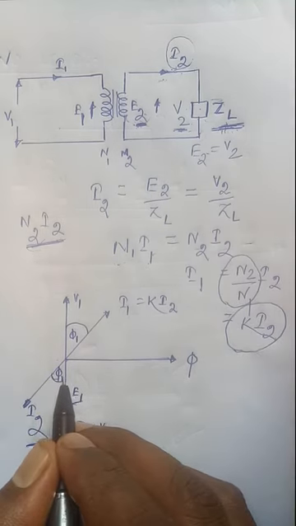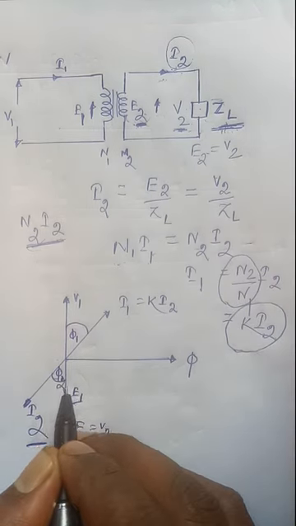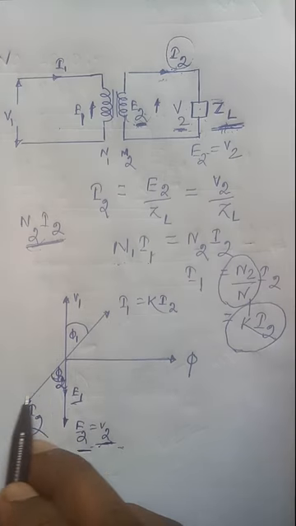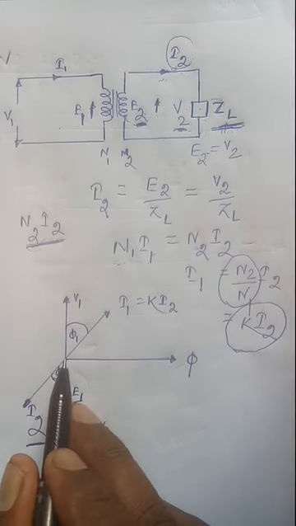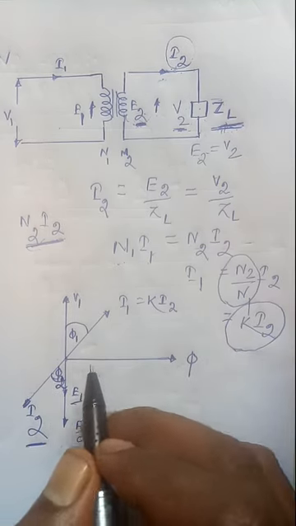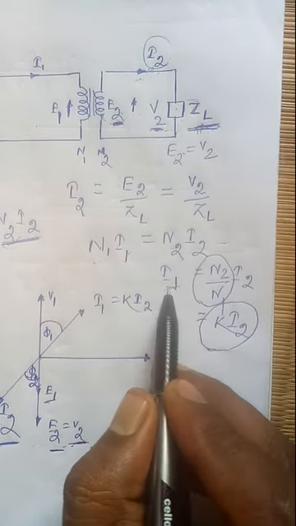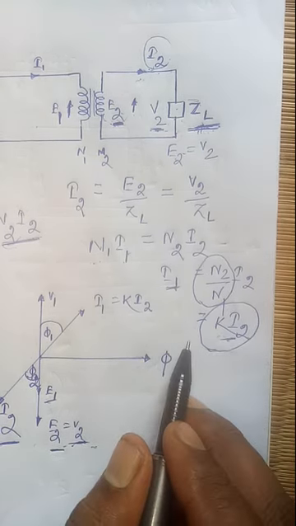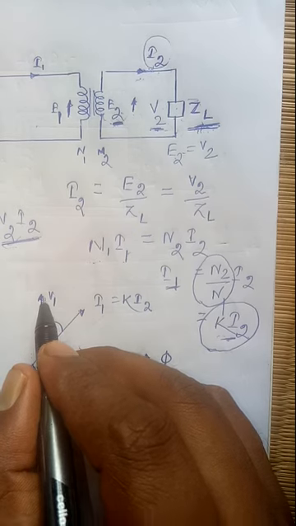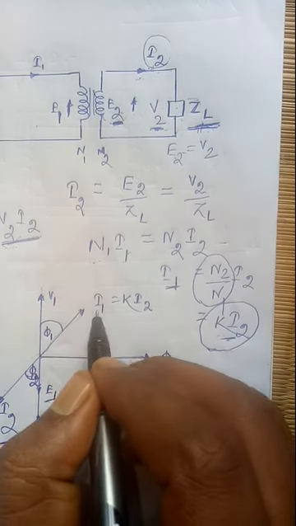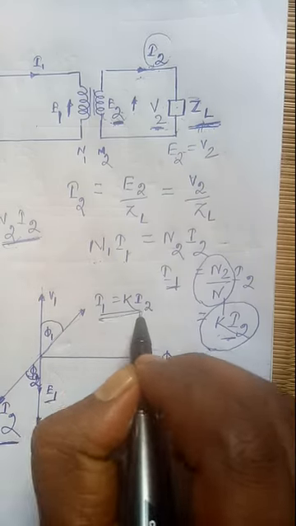Okay, this lags by an angle phi 2. So this is the power factor angle, the secondary power factor angle. To counterbalance the demagnetizing effect, the primary current is equal to K times I2. So this is the primary current, this one is your voltage, and this one is your primary current I1. That is, I1 is equal to K times I2.